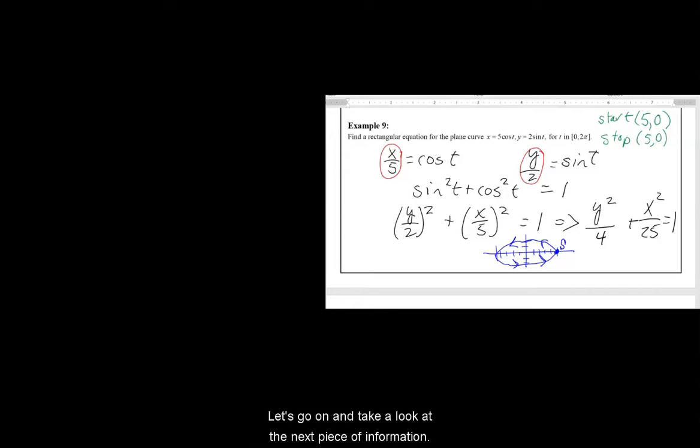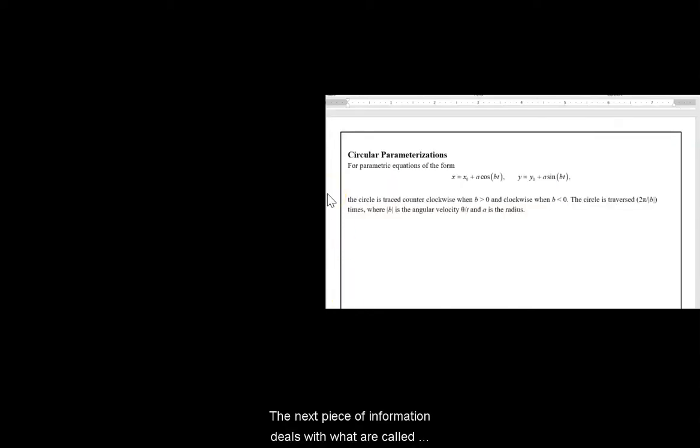Let's go on and take a look at the next piece of information. The next piece of information deals with what are called circular parameterizations. Now, I'm not going to expect you to memorize these. If you want to write the formula down on a formula sheet, I am okay with that. And yes, you're allowed to say that it will trace the circle counterclockwise if the value of b is positive, and clockwise when the value of b is negative.